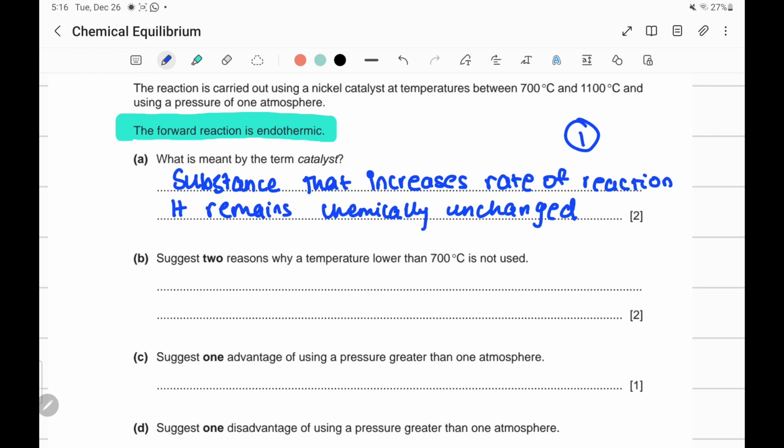Or the ideal response is that it is a substance that increases the rate of reaction and it remains chemically unchanged. This will give you your 2 marks.